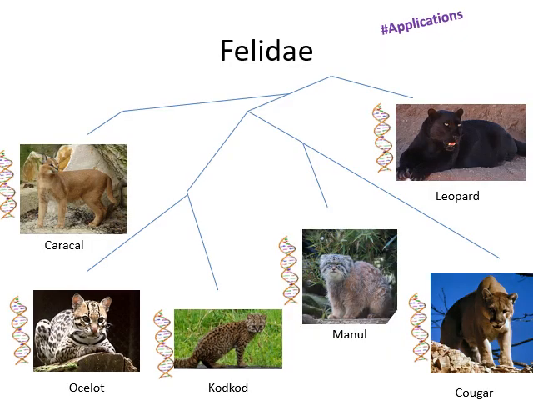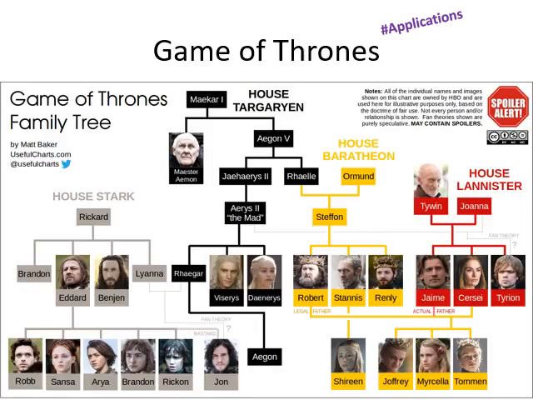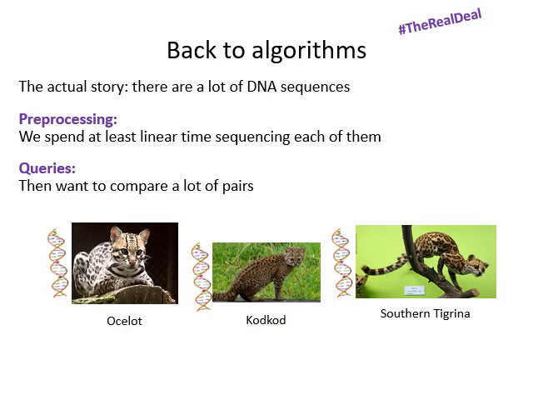If you have a fast algorithm for computing a lot of pairwise comparisons, you might, for example, be able to reconstruct the family tree of all these cats. Here's a very timely example of a family tree of variants of the coronavirus. And here's a very important example of a family tree you really need DNA sequences to construct. Enough with silly applications. Let's go back to talking about actual algorithms.